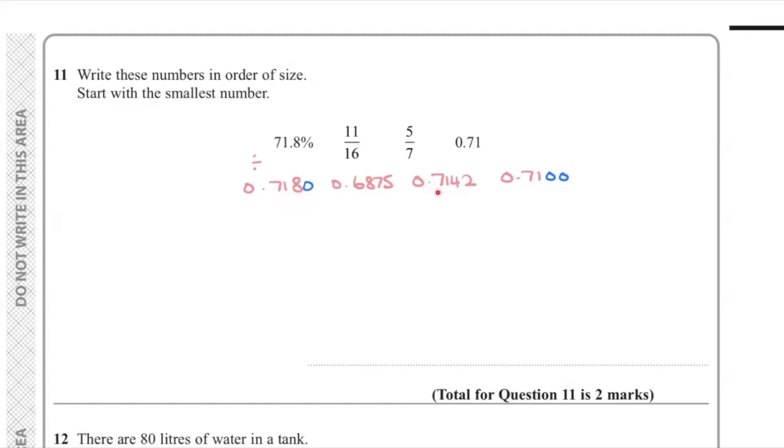7,180 or 7,142, 7,100. This is clearly the smallest, but it just helps us get them in the right order. When it comes to writing them on the dotted line, revert back to the numbers you were given in the first place.